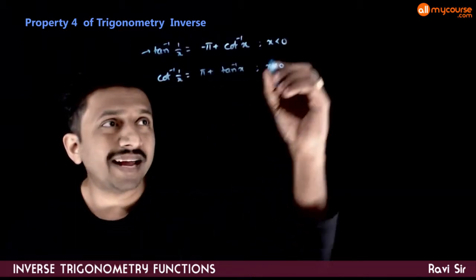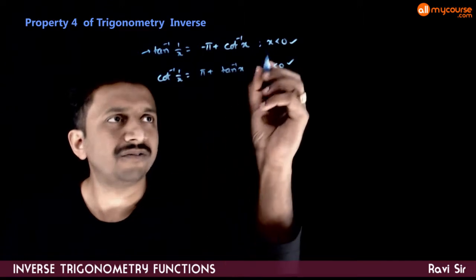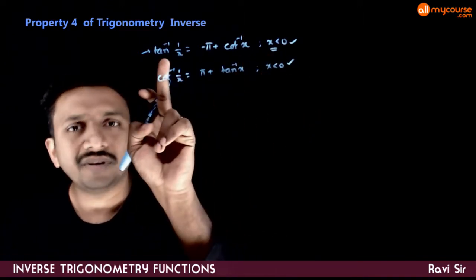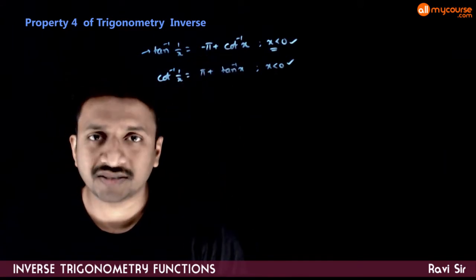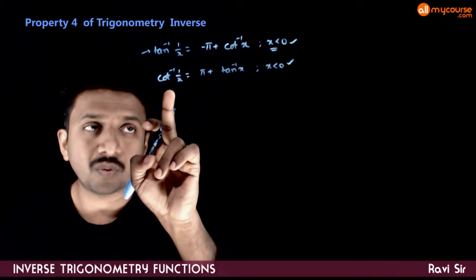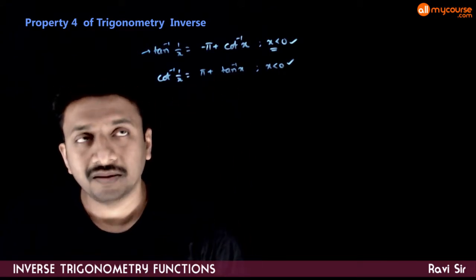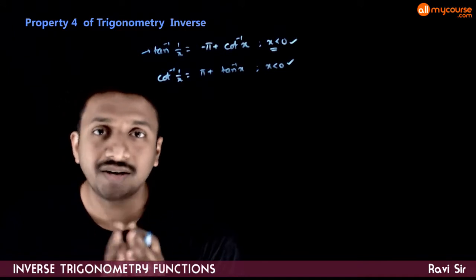Let us look at why there is a difference in the formulas for negative values of x. If x is negative, tan inverse of 1 by x is minus pi plus cot inverse x, and cot inverse of 1 by x is pi plus tan inverse of x. First, let us try to understand this using the quadrant diagram.